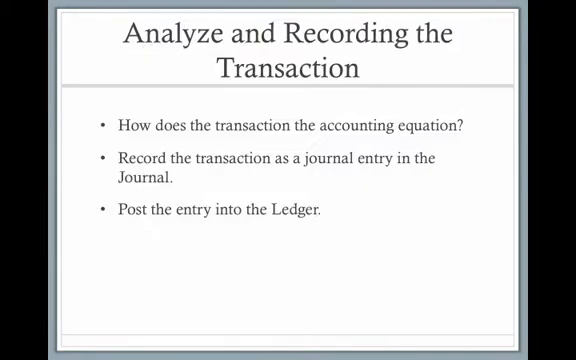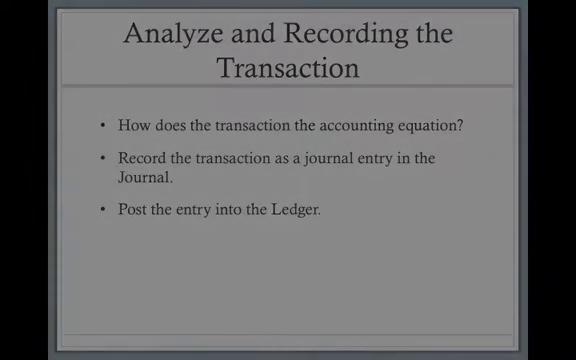So once again, we have to look at a transaction and we have to analyze that transaction. We have to ask the question, how does that transaction affect our accounting equation? Does it increase or decrease the asset, liability, or stockholders' equity account? When we record that transaction into the journal as a journal entry, we put that in so that it represents exactly what happened, with explanations and what's our reasoning behind that posting. Then we post the entry into the ledger so that we can summarize it. So let's take a look at how we do that.